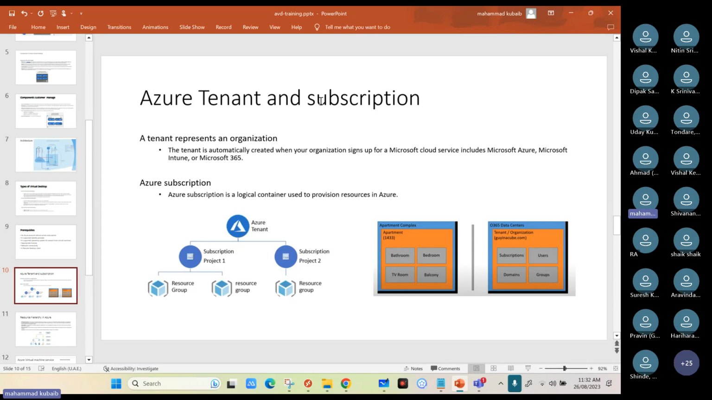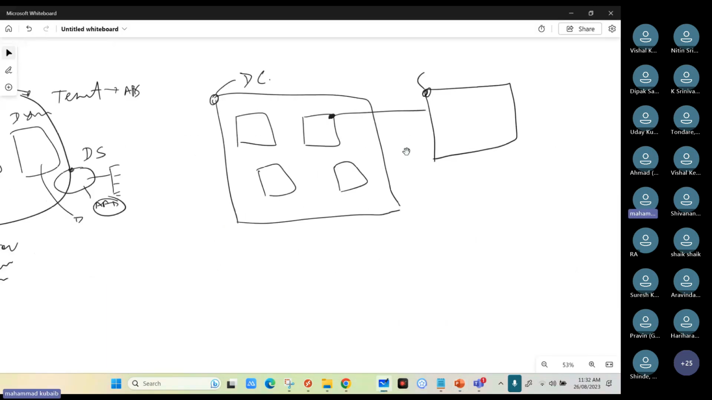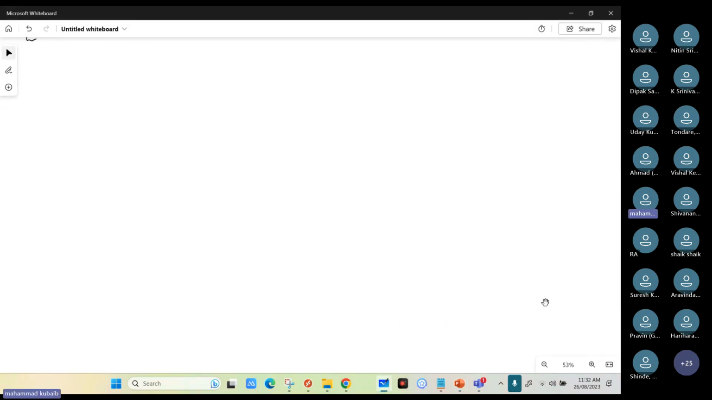So let's talk about what is Azure Tenant and what is Azure subscription. For example, let's imagine you have a company ABC. You want to deploy your workload in Azure. So you go to Microsoft and say that you want to deploy your workload in Azure. What will Microsoft do? They will give you a tenant.